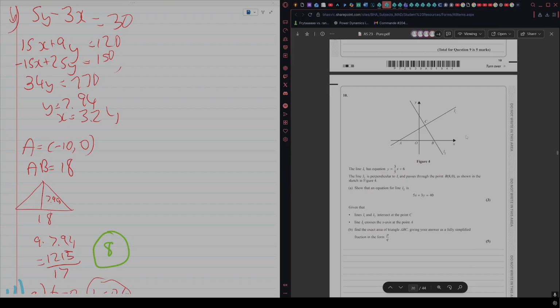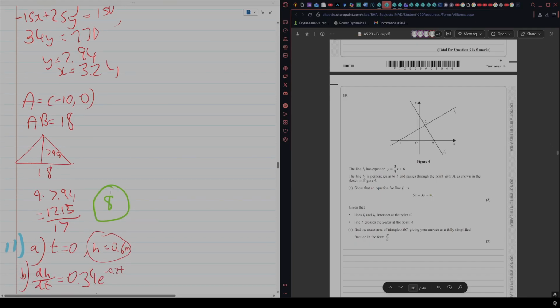You know from A to B is 18 because this is negative 10, 0, this is 8, 0, as it says here. And then you can find the other point by just substituting. Then you know that the perpendicular height is what we found here, because that's the y coordinate of C, and you just do base times perpendicular height over 2, and you get the answer.